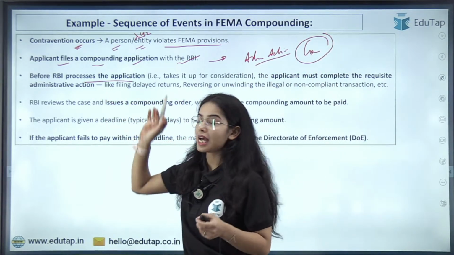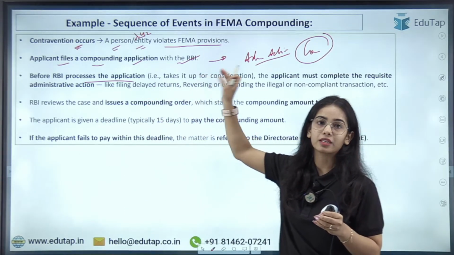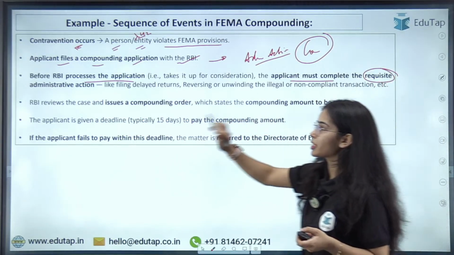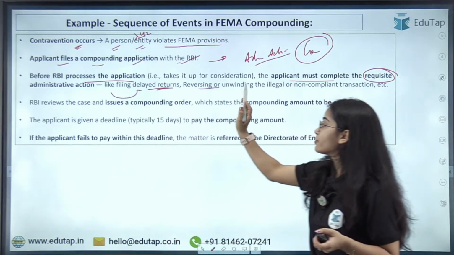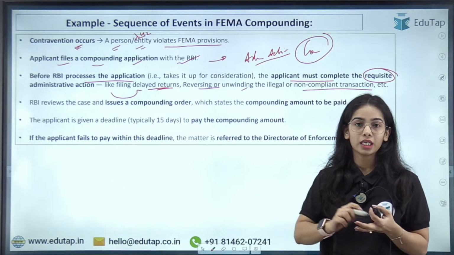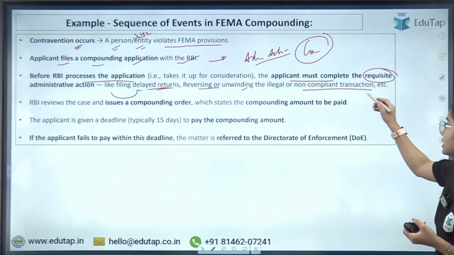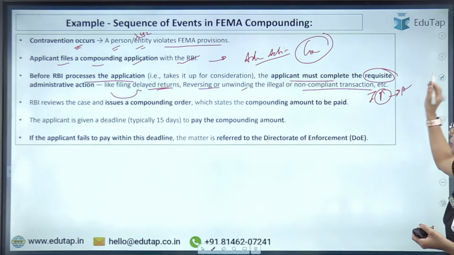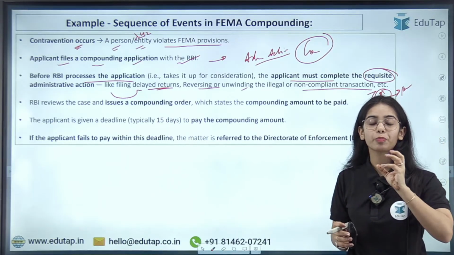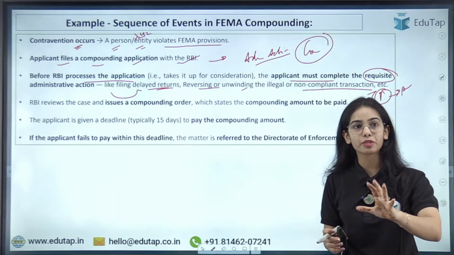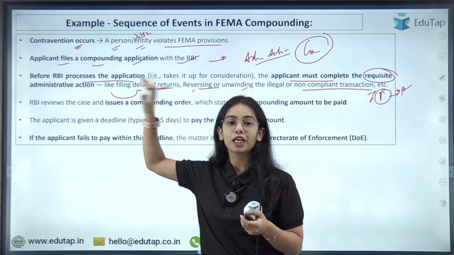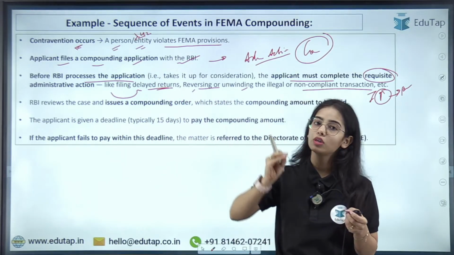So, before the RBI processes the application, that is, before the RBI further takes the process of the compounding, the applicant must complete the requisite administrative action like filing the delayed returns, reversing or unwinding the non-compliant transaction. Let's say you have done the investment higher than the accepted investment. So you have to reduce your investment to the limit, or let's say you have not done the reporting, you have to do the reporting. If you have not done the submissions previously, you have to do the submissions. So before the RBI processes the application, the administrative action has to be completed by the applicant. If the breach has been done, the applicant has to resolve that breach.